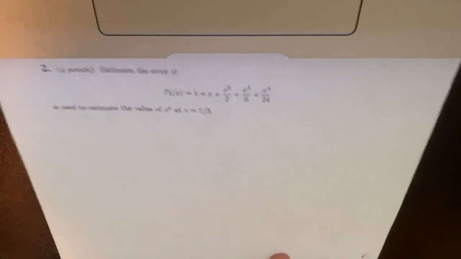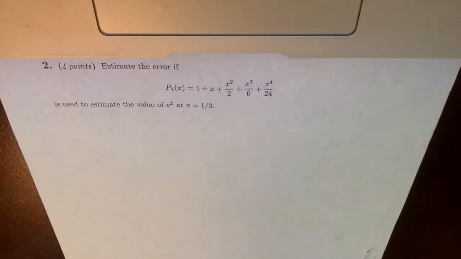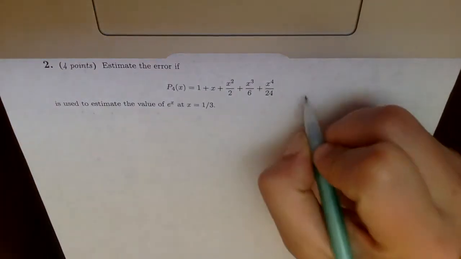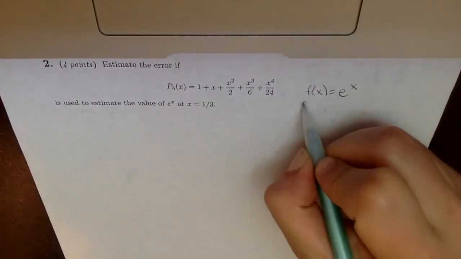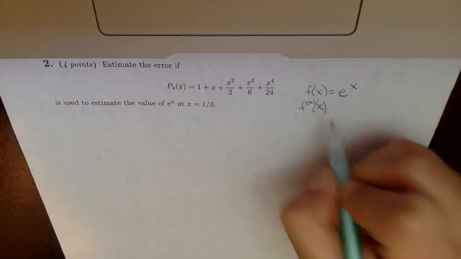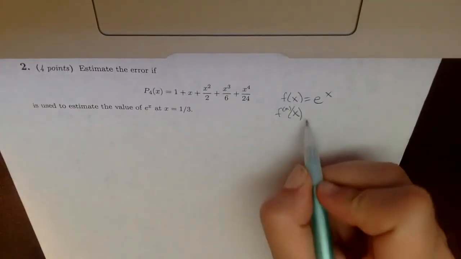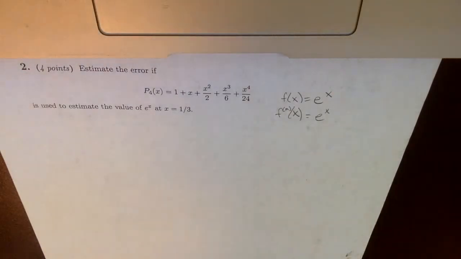Now problem 2 says, estimate the error if the polynomial of degree 4, 1 plus x plus x squared over 2 plus x cubed over 6 plus x to the 4th over 24, is used to estimate the value of e to the x at x equals 1/3. So to start with, we know that our function is e to the x, and so any derivative, the nth derivative, is also going to be e to the x.